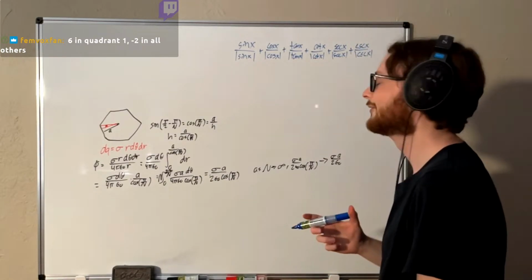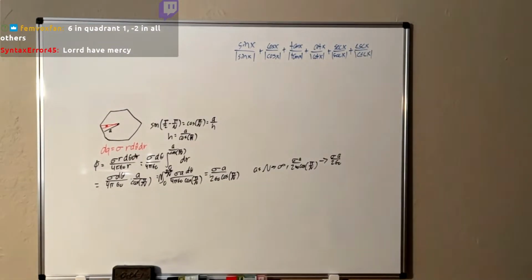Okay, so you need to find the value in all 4 quadrants. Yeah, I figured it'd be a little bit more natural if I matched the order that you wrote it, but it definitely doesn't matter. Deadbox is saying 6 in quadrant 1, minus 2 in all the others?